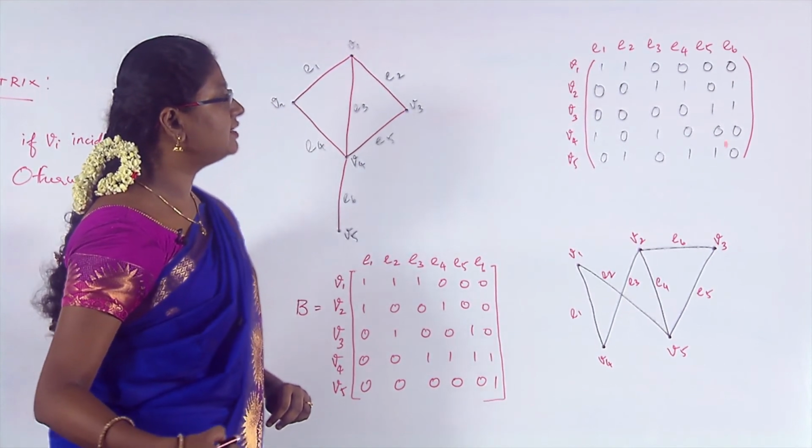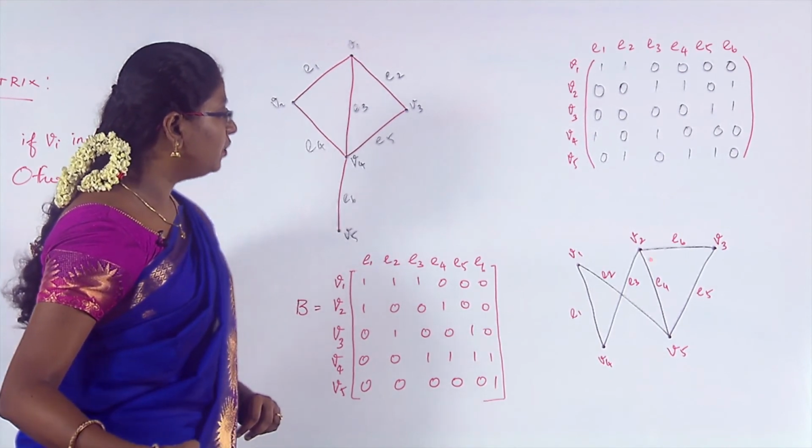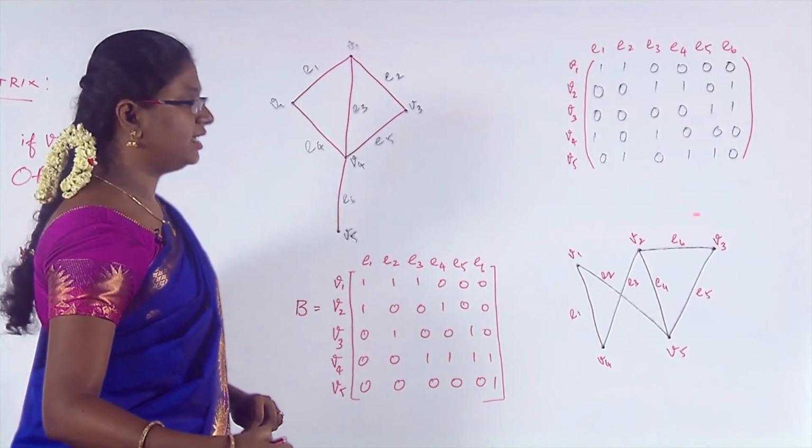E6, this is the last column. So, E6 is incident on V2 and V3. V2 and V3 are adjacent to each other through the edge E6.